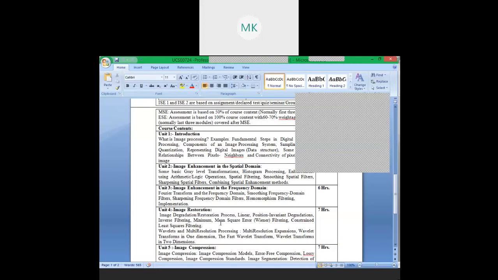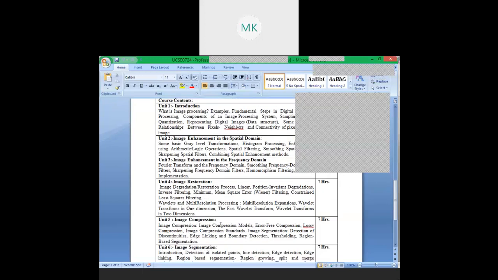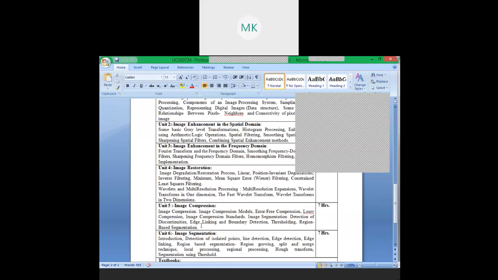Here we are going to consider different measures, mean square error, which is considered with respect to filtering, and least square filtering, wavelets, multi-resolution processing, multi-resolution expansions, wavelet transforms in one dimension, as well as the fast wavelet transform. Then unit 5, which deals with image compression.